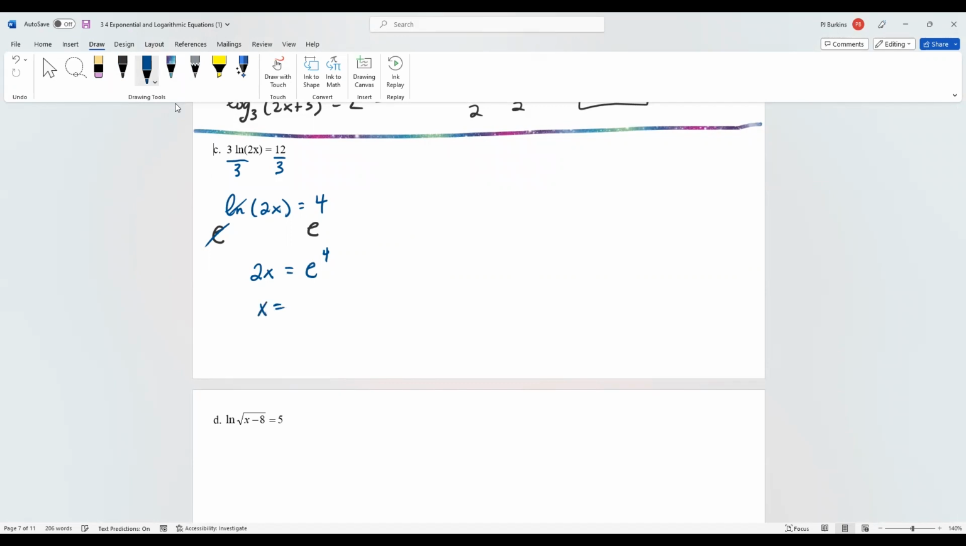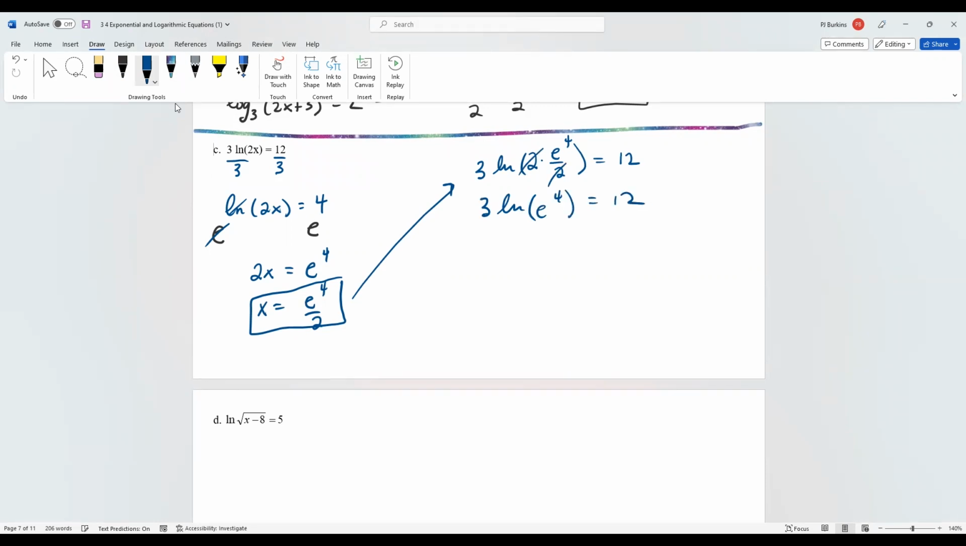Then to continue solving for x, I would just need to divide by 2, and this looks like my final answer. And as always, I need to plug it back in just to make sure that it works. So I have 3 natural log of 2 times e to the 4th over 2, which is supposed to equal 12. So 3 times natural log, the 2 divided by 2 cancels, and I have just e to the 4th. And because natural log and e are inverse functions, they cancel, and I get 3 times 4, which is indeed 12. So it appears this guy works just fine as well.